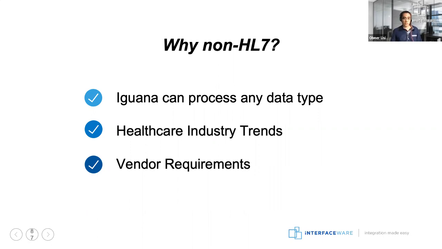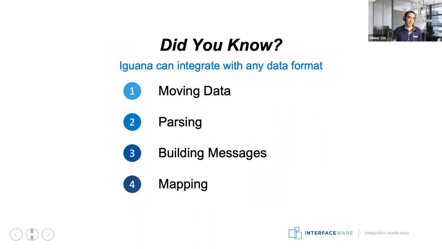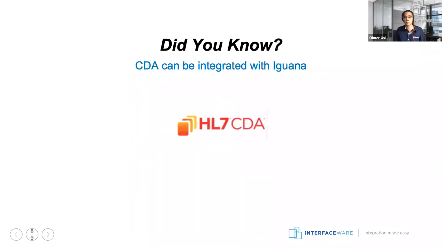The goal of this section is to show our best practices for integrating three popular non-HL7 data types. Our main focus will be the following: moving data, parsing data, building messages, and mapping. These four steps are important when considering data types. Our first data format will be CDA.